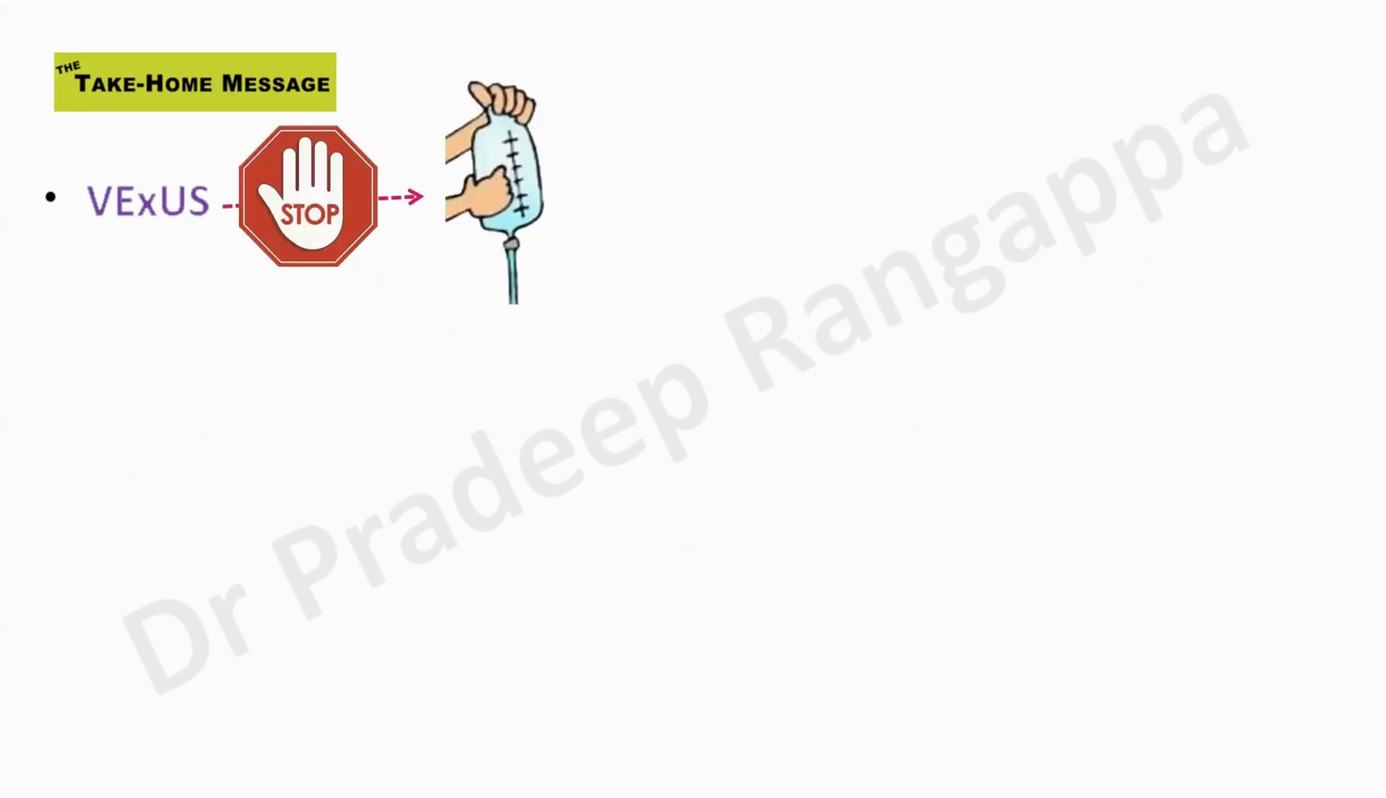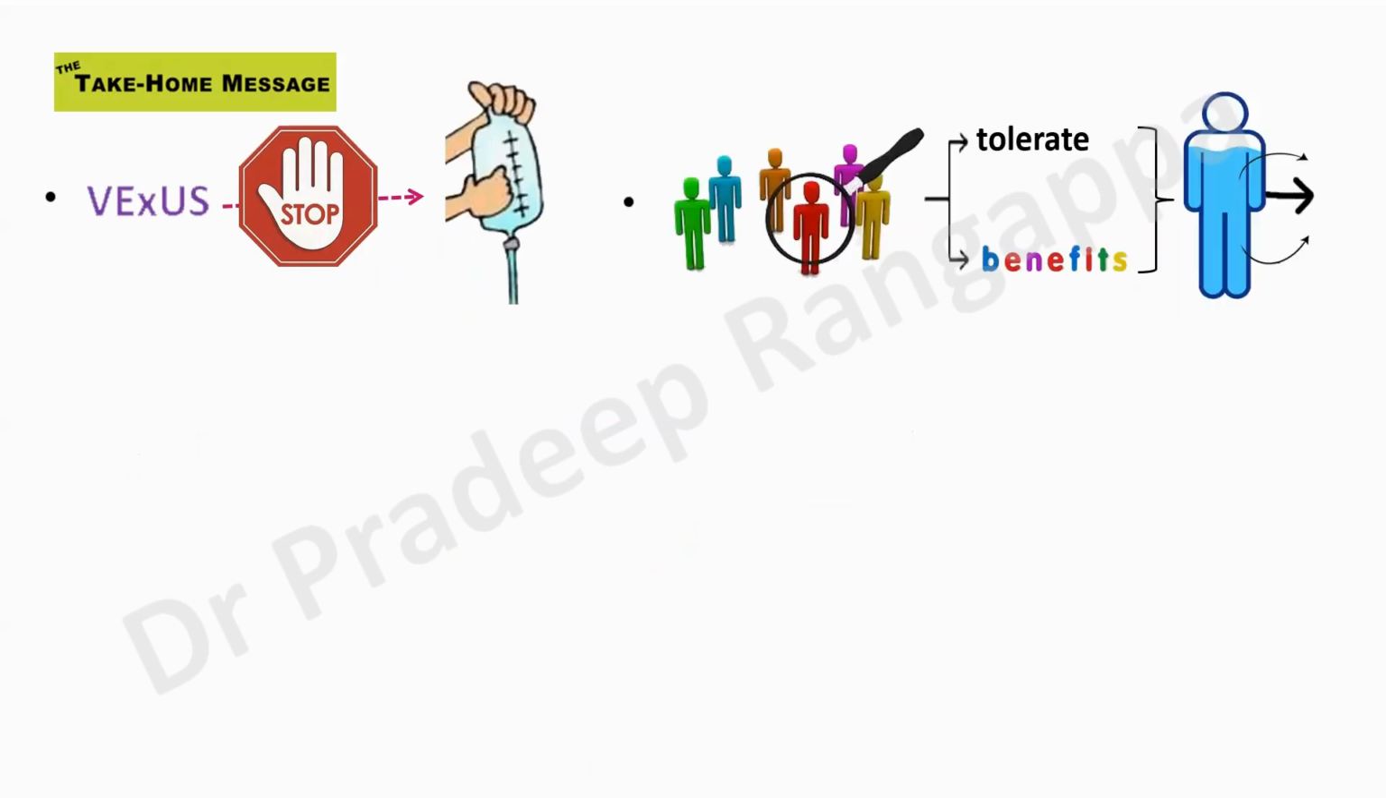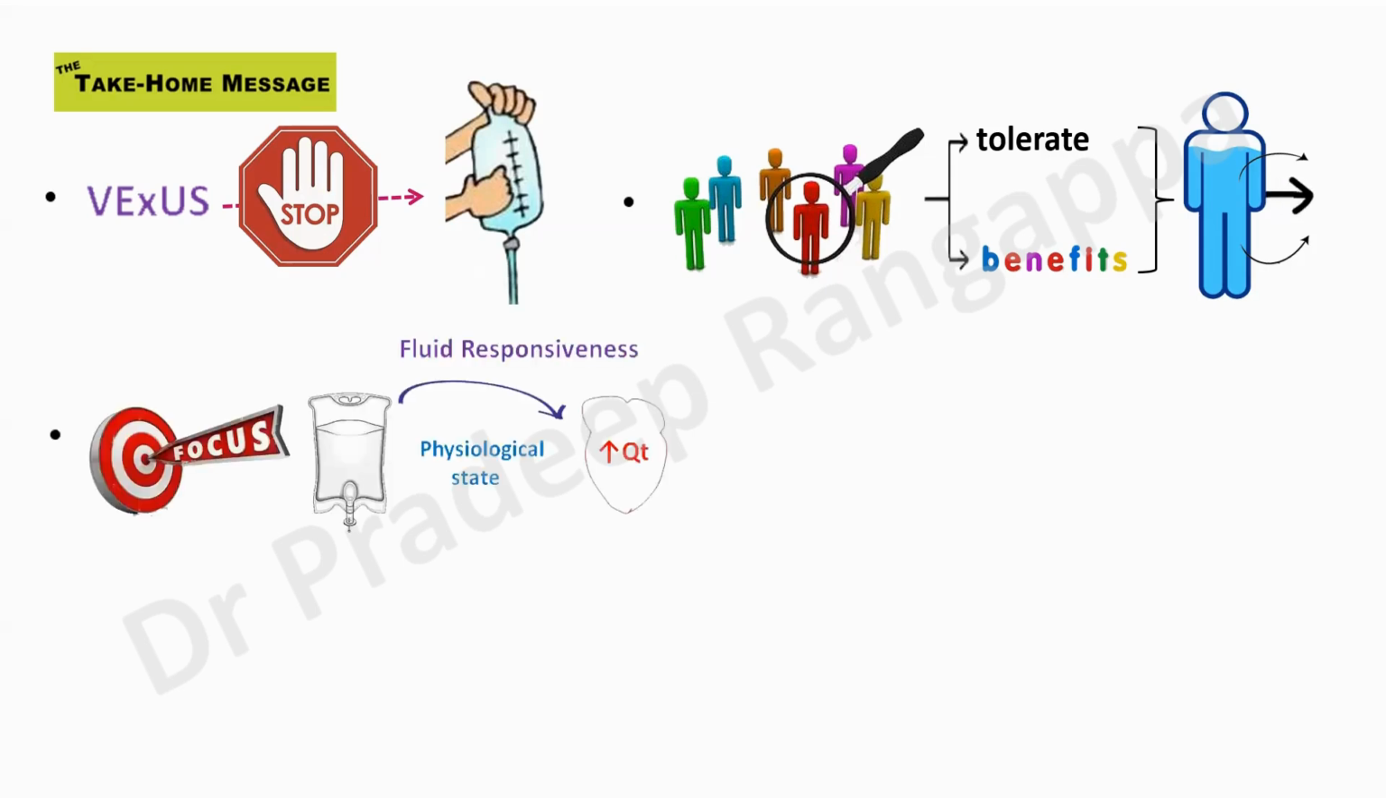So the take-home message is that VExUS is a tool, a stop point, a procedure to assess when to stop fluid resuscitation. And it is to identify a group of patients who will tolerate and who would benefit from de-resuscitation or fluid removal. So that is the whole utility of VExUS.